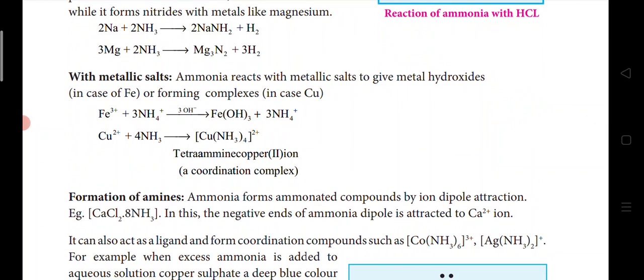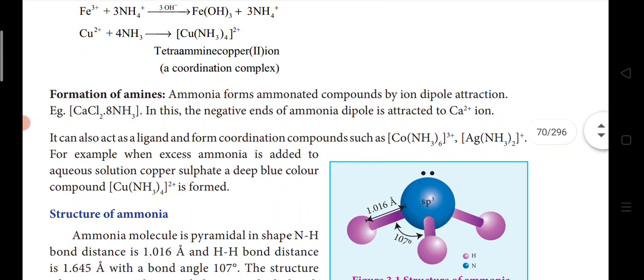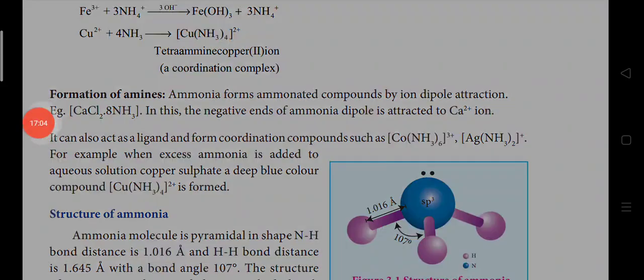With metallic salts, ammonia reacts to give metal hydroxides, or forms complexes in the case of copper. Metal hydroxides are formed in the case of iron. So iron 3+ reacts with ammonia in the presence of a base to form iron hydroxide, whereas copper 2+ reacts with ammonia to give a complex, tetraamminecopper(II) sulfate, which is a coordination complex. And formation of ammoniates.